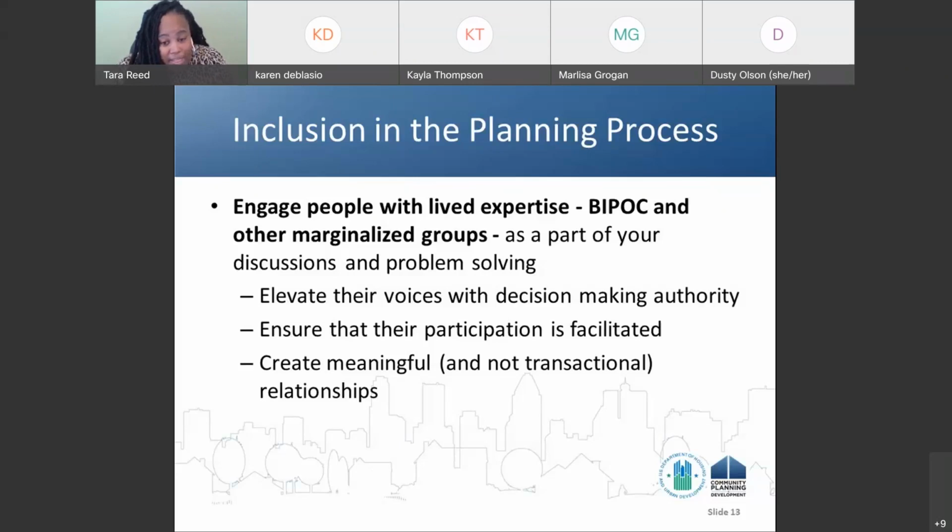Lastly, it's making sure that compensation is addressed. Compensate individuals for their time and for the supports that they bring to systems and strategy meetings. Next slide, please.